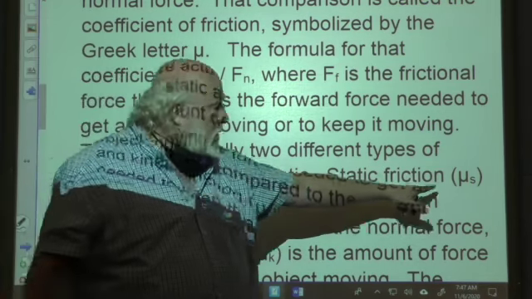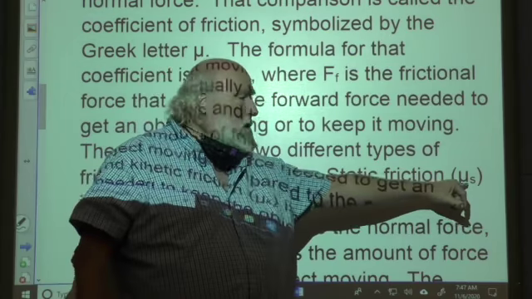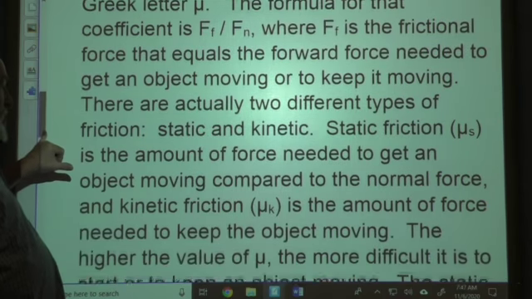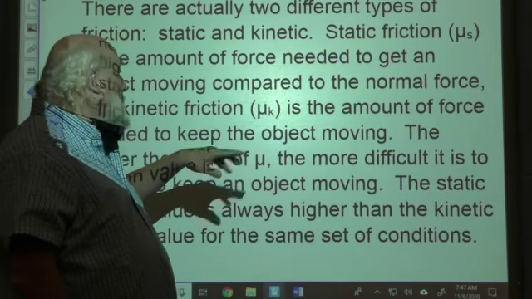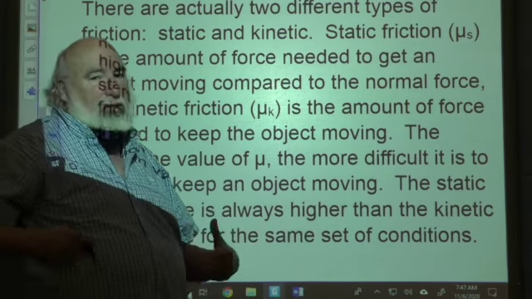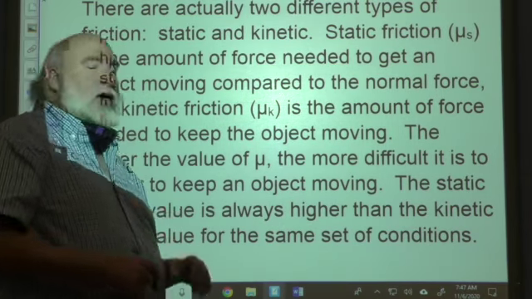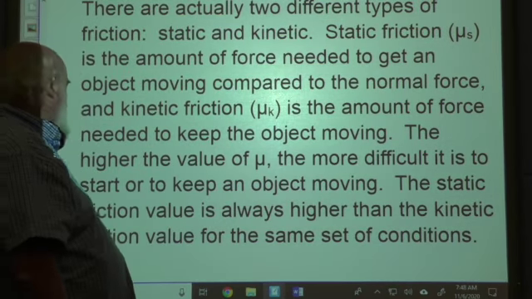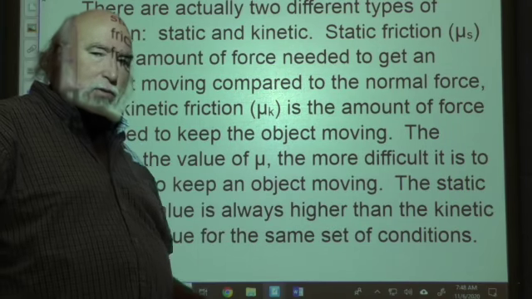Static friction, which we symbolize, if we want to differentiate it, as mu sub s, is the amount of force needed to get an object moving. We talked about that. And the kinetic friction, mu sub k, is the amount of force to keep it moving. Once you got it moving, it's going to keep moving, and so you apply a different amount of pressure. You have to overcome the static in order to get it moving. Therefore, the static friction value is always going to be higher than the kinetic friction value.